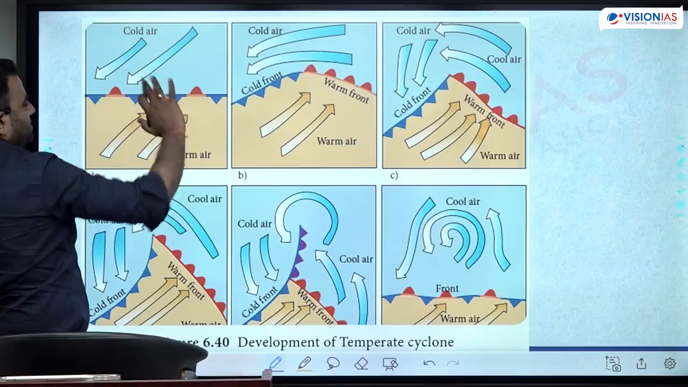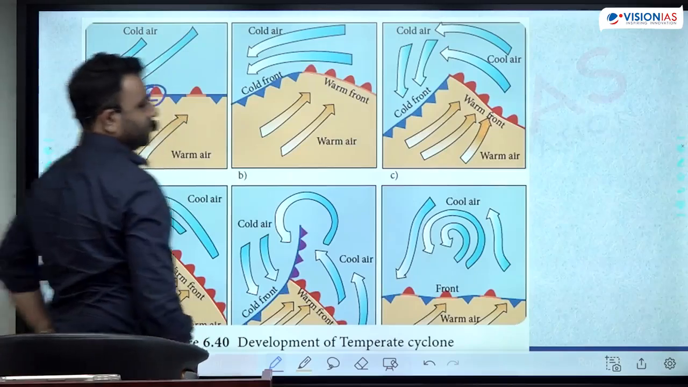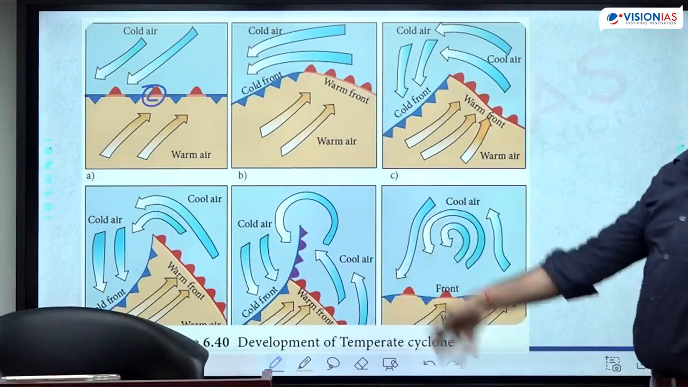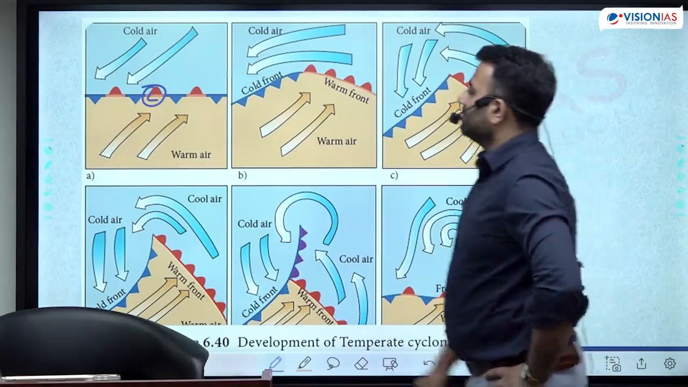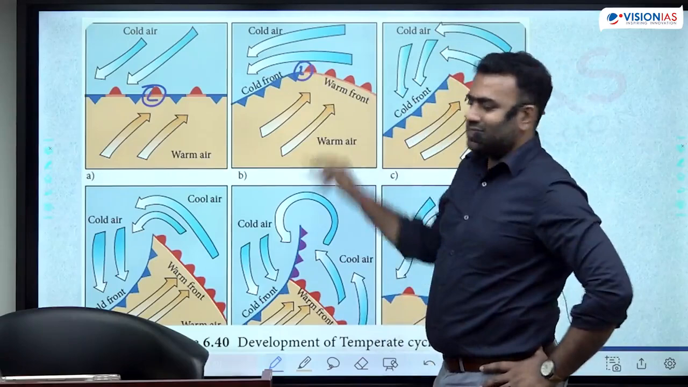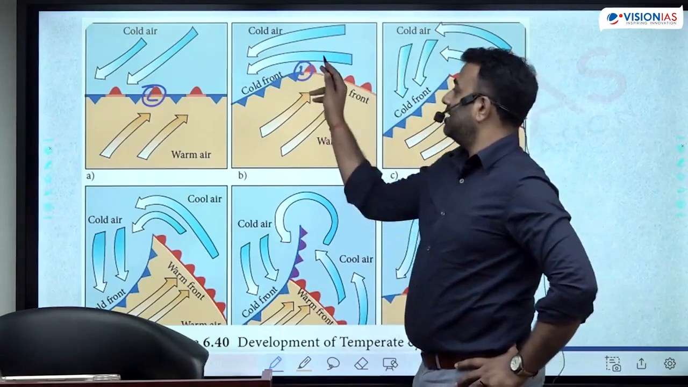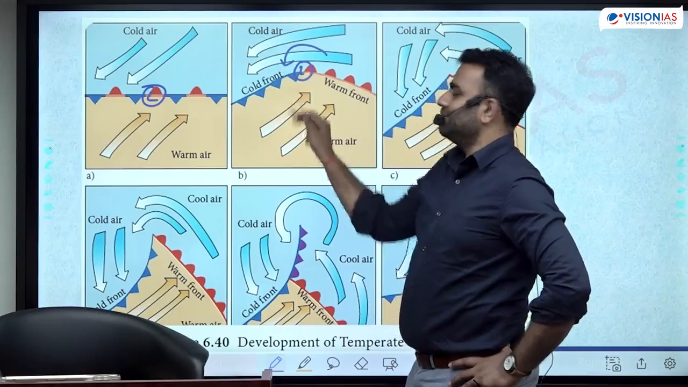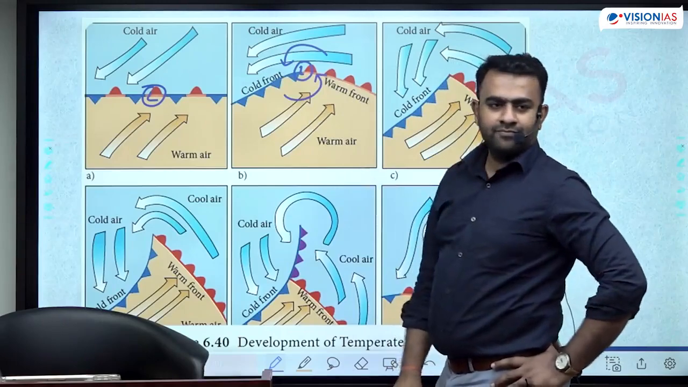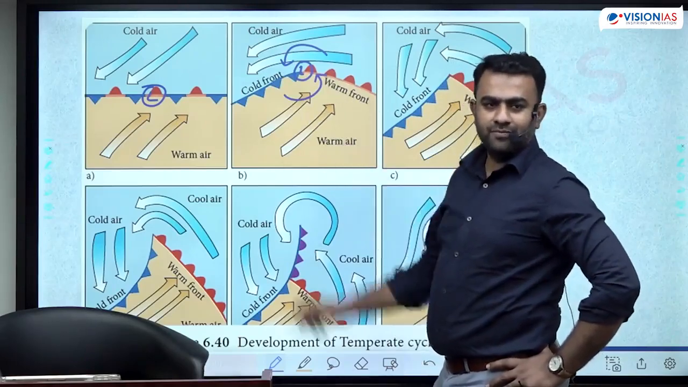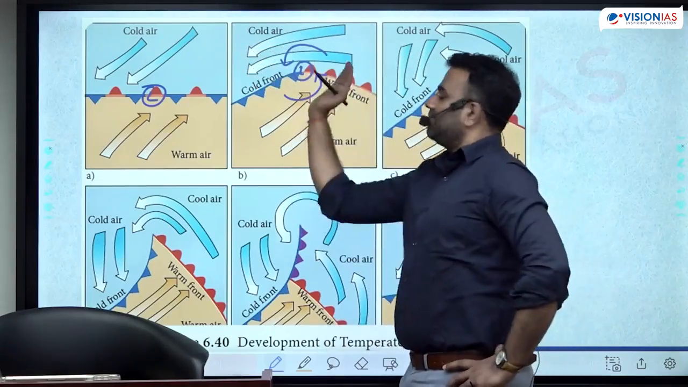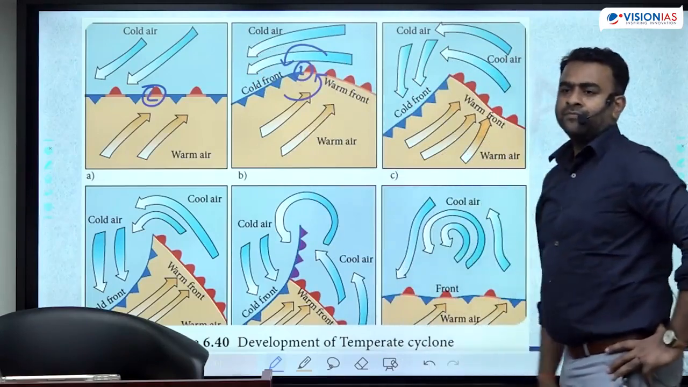Usually the front gets disturbed with the formation of low pressure somewhere. Along the entire region some low pressure gets developed, where there is a low pressure, a depression. Imagine there is a low pressure here. If the low pressure is developed here, what happens to the air movement? The air which is present here tends to converge in this manner. The air which is present here tends to converge in this manner. Okay, counterclockwise movement.